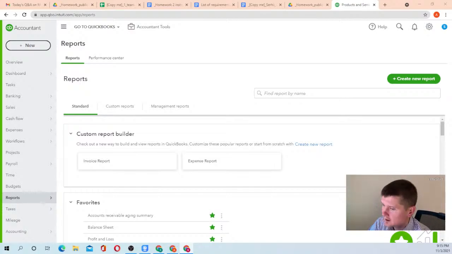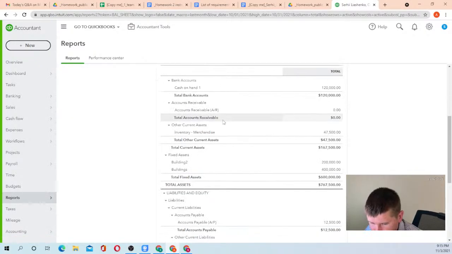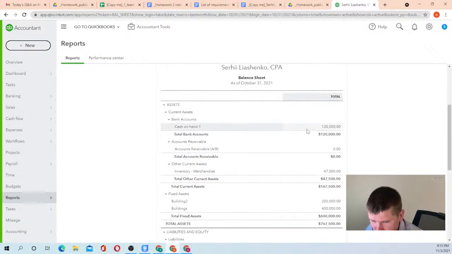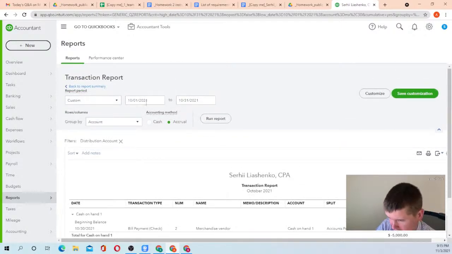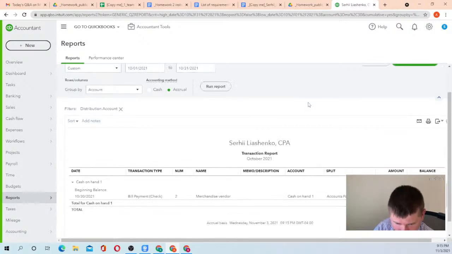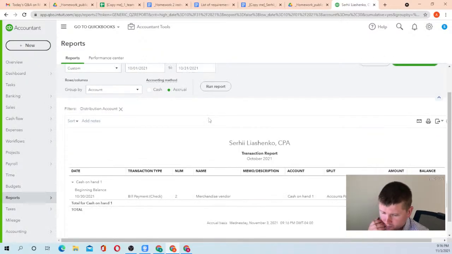Okay, let's see. So we go to balance sheet report. And what do we see? We see cash on hand. And if we click here, we will see that October 21. Let's start with January 1st. Run report.